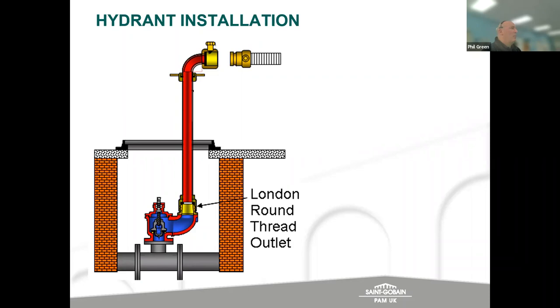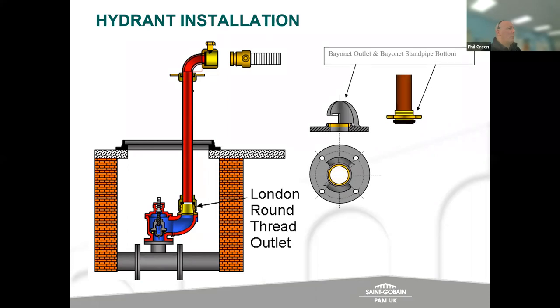Now, in terms of hydrant installation, typically that's a chamber with a hydrant in. It sits on the top of the pipe. It's got an outlet on it there, which in this particular case is the London round thread outlet, and that can be connected to a fire tender or firefighting position. And there are a number of different outlet types actually that were available and might still be referenced. You've got bayonet types or screwed types.